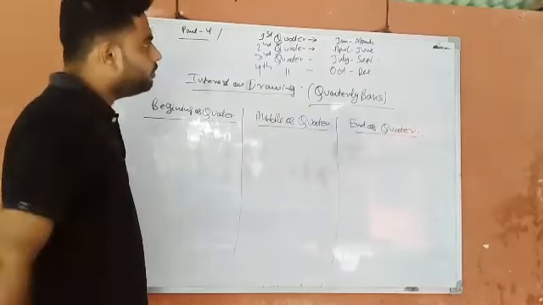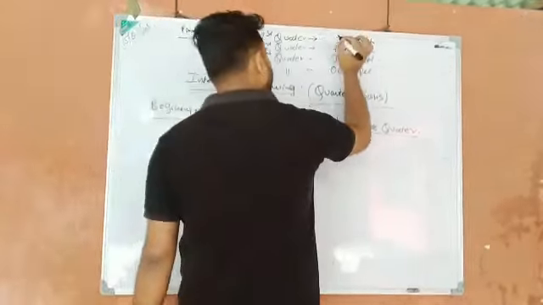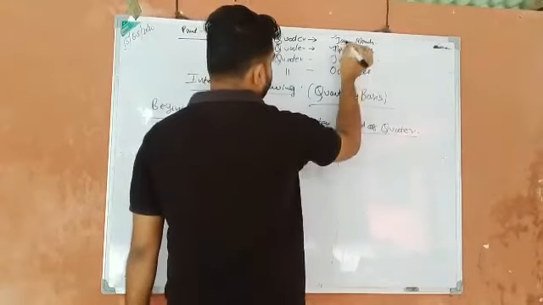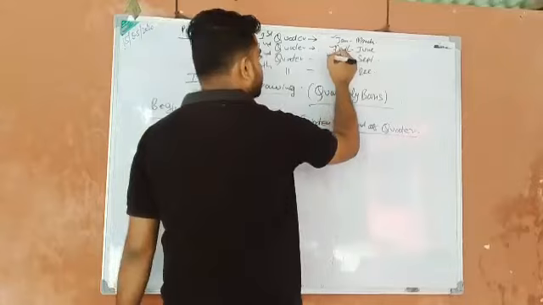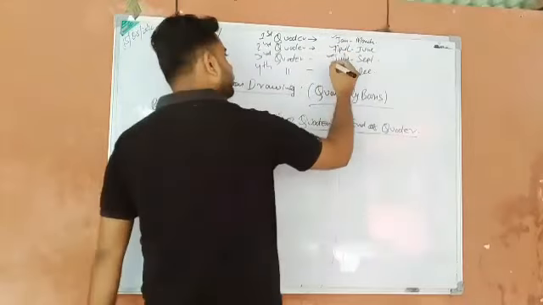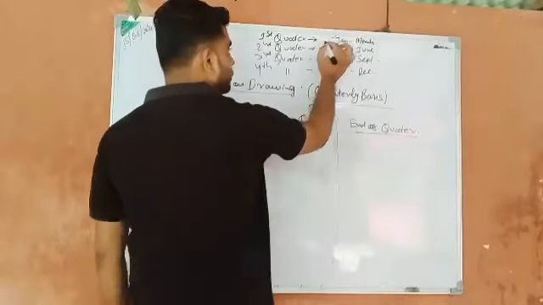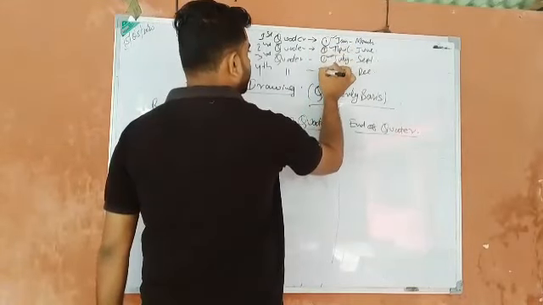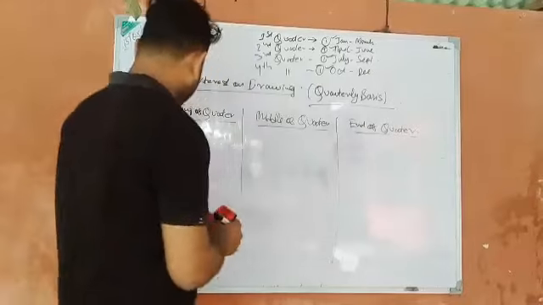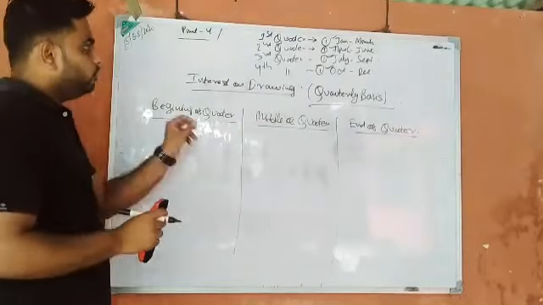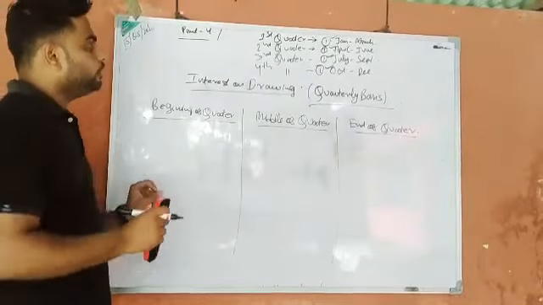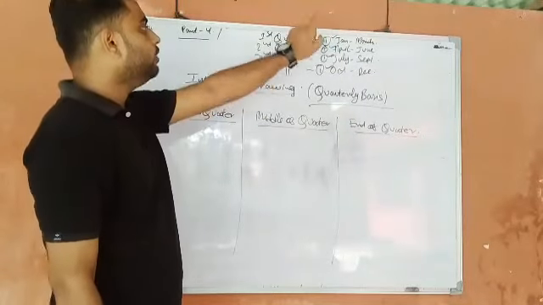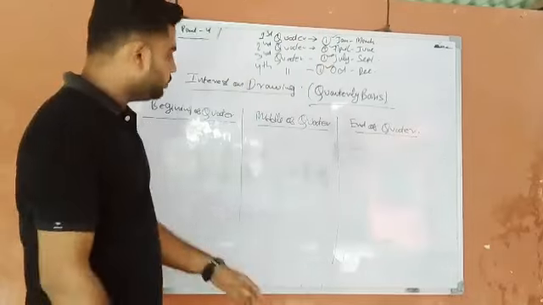You see, beginning of every quarter will be what? January. Here, April in the second quarter. In the third quarter, it will be July. And in the fourth quarter, it will be October. That will be the first date of January, first date of April, first date of July and first date of October. So if drawing is there on the beginning of a quarter, that means the drawing will take place on 1st January, 1st April, 1st July and 1st October.